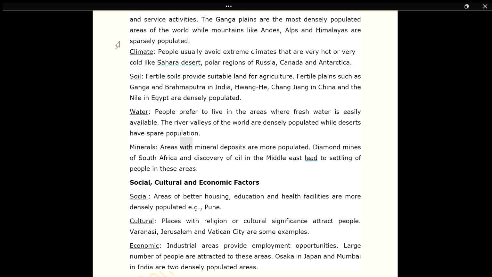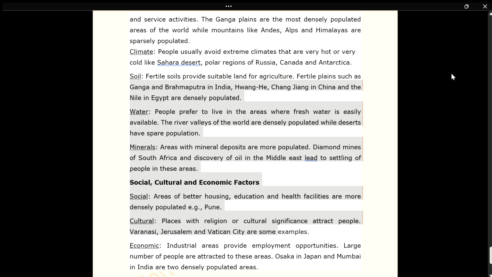Minerals. Areas with mineral deposits are more populated. Diamond mines of South Africa and discovery of oil in the Middle East lead to settling of people in these areas. Social, cultural and economic factors. Social. Areas of better housing, education and health facilities are more densely populated, e.g., Pune. Cultural. Places with religious or cultural significance attract people. Varanasi, Jerusalem and Vatican City are some examples.